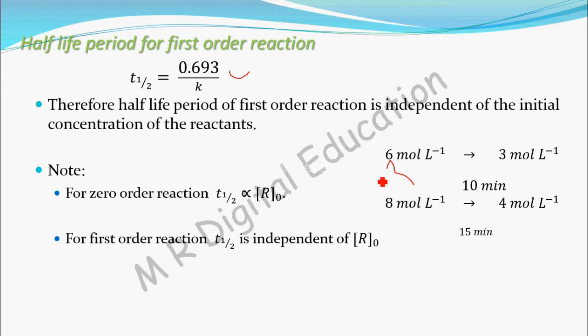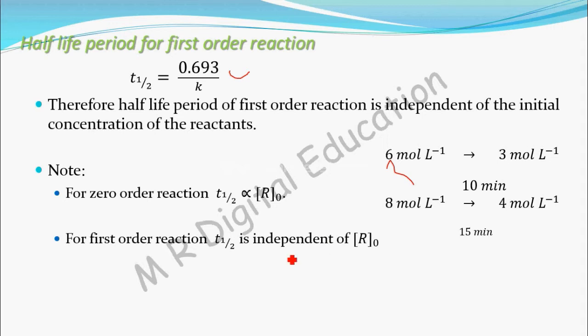See here, initial concentration of the reactant is increased, then half-life period is also increased, 10 minutes to 15 minutes. So it tells us that t half is directly proportional to R naught. As the initial concentration of the reactant increases, half-life period also increases. If initial concentration of the reactant decreases, half-life period also decreases.